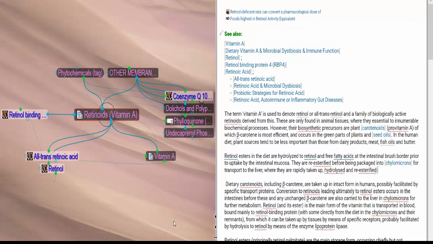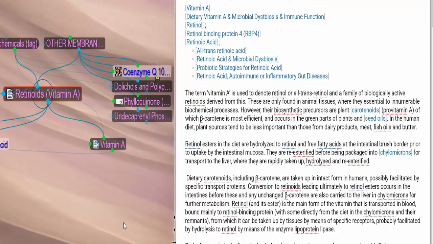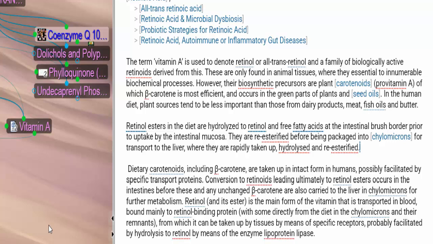So the term vitamin A refers to retinol, or all-trans retinol, and a family of biologically active retinoids that are derived from these. They're only found in animal tissues, where they're essential to innumerable biochemical processes. However, their biosynthetic precursors are plant carotenoids, also called provitamin A, of which beta-carotene is the most efficient and occurs in green parts of plants in seed oils.